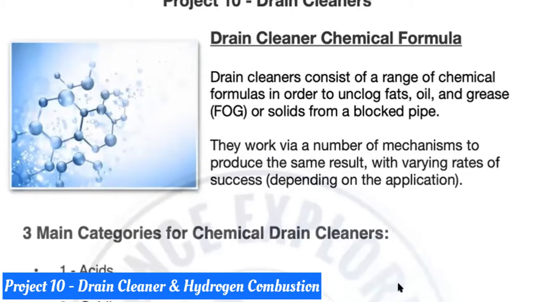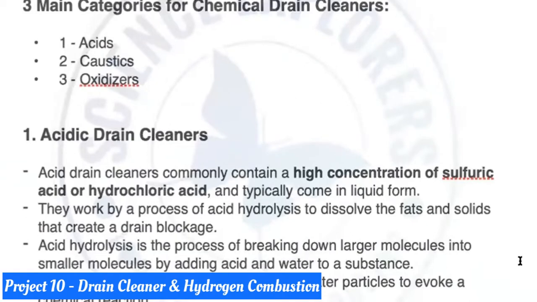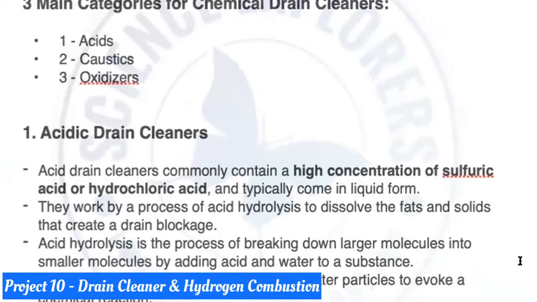Drain cleaner chemical formula. Drain cleaners consist of a range of chemical formulas in order to unclog fats, oil, and grease, or solids from a blocked pipe. They work via a number of mechanisms to produce the same result with varying rates of success depending on the application. So there are three main categories for chemical drain cleaners: acids, caustics, and oxidizers.